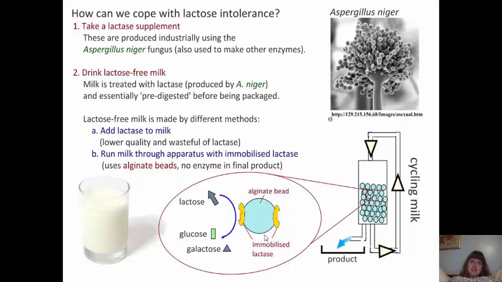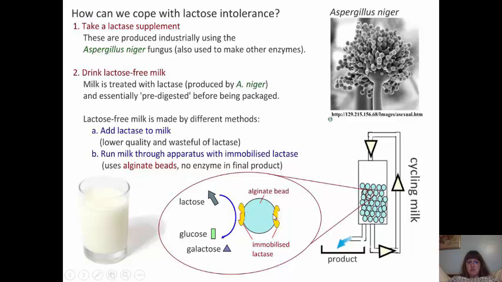The problem with adding the lactase to the milk is that it is very low quality milk, and it's very wasteful of the lactase. There's no way to get it back. You're just drinking lactase. The other way is to run milk through an apparatus. Here is your apparatus. You cycle the milk through these tubes, and in the tube are these little beads. They're called alginate beads, and on the alginate bead, you have immobilized lactase.